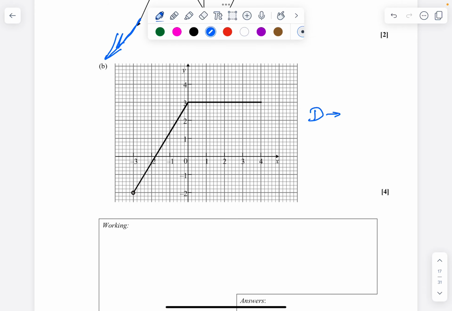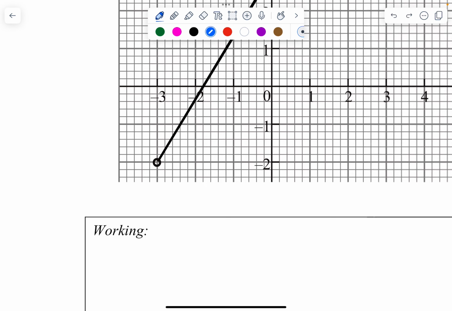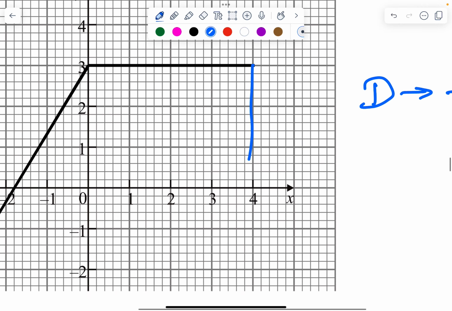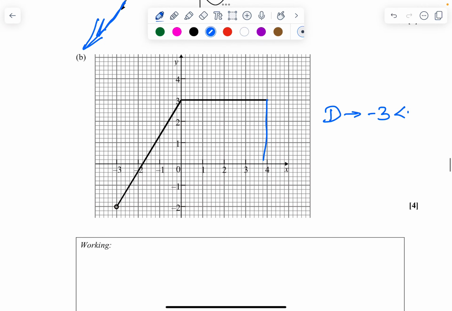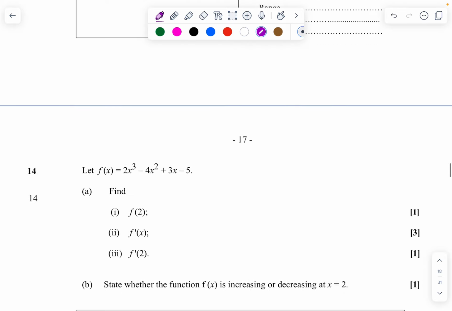For this one, domain: it is starting from, when I see it, a hollow circle. So it is starting from negative 3 and ending at 4. So x lies between negative 3 and 4, but don't use equal to, because it is a hollow circle. So x lies between negative 3 and 4. And what about the range? Y values are starting from negative 2 and ending at 3. Again, negative 2 is not possible. So that's going to be the range.